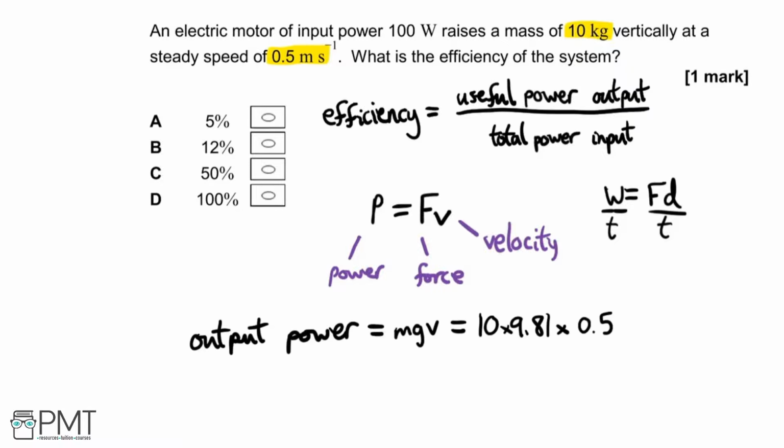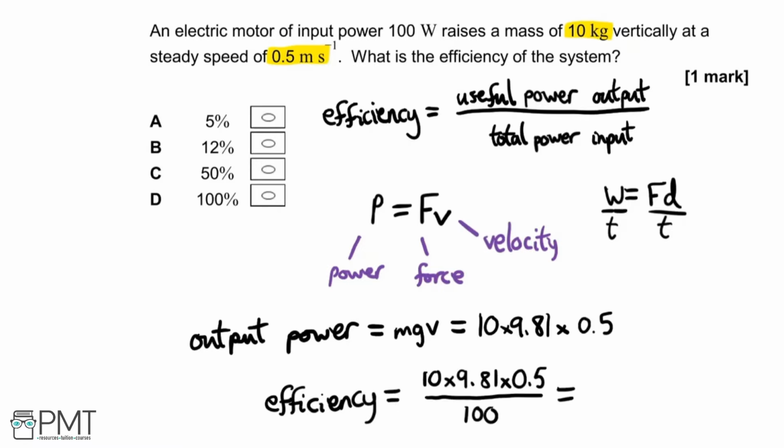Now, instead of calculating that, we're going to put that straight into the efficiency equation. So we're dividing it by 100, and that will give us our efficiency. And that should give us a value of 49%, which is approximately equal to 50%. So the answer for this question is going to be C.